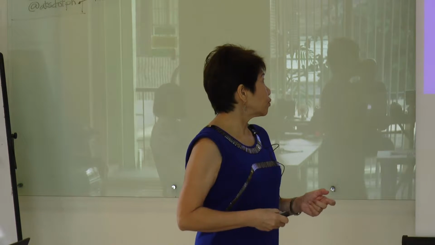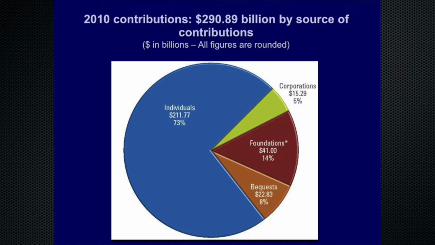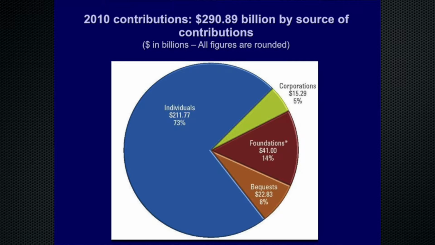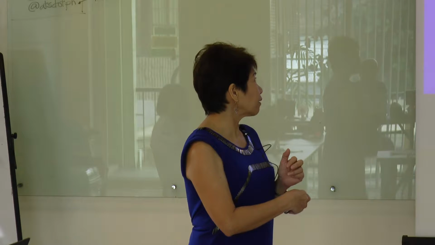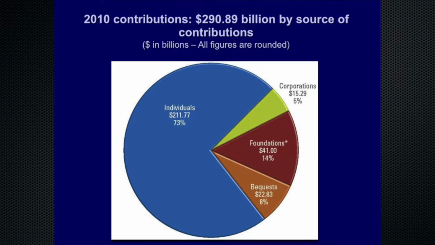I'd like to show you this, which is 6 years old, but is from Giving USA. We don't have research such as this in the Philippines yet, but it will give you an idea of where the bulk of the 290 billion in contributions are coming from. Now it's about $310 billion in 2016. Where is the main bulk of money or contributions coming from? Individuals. How many percent?